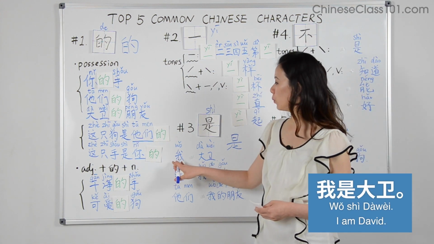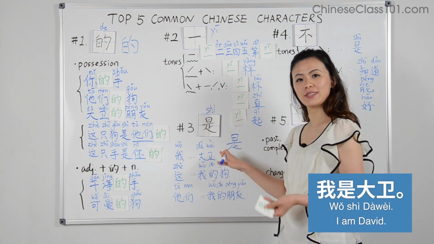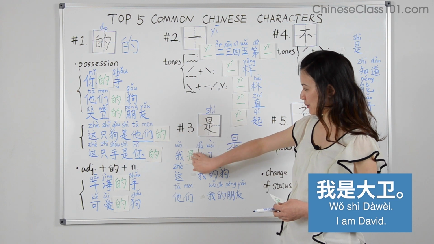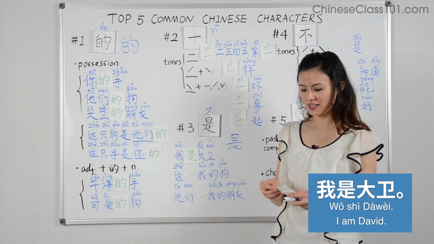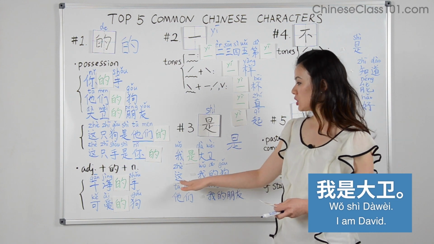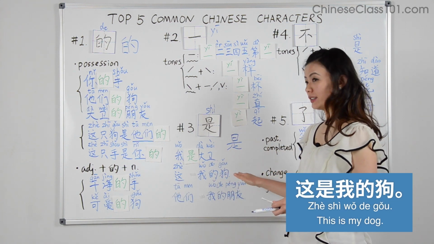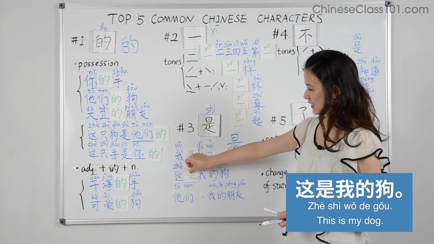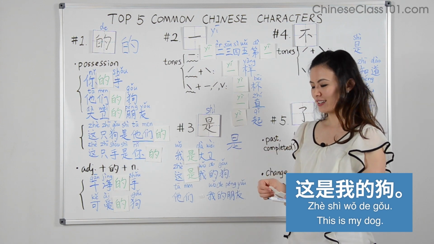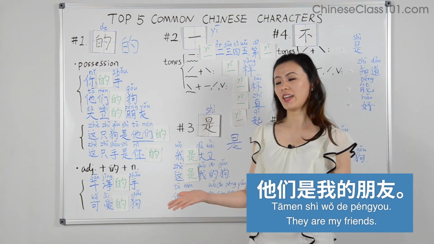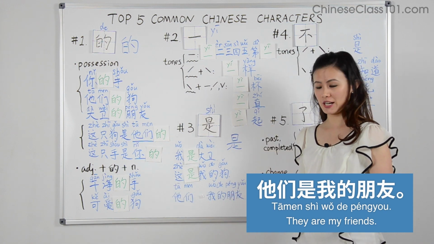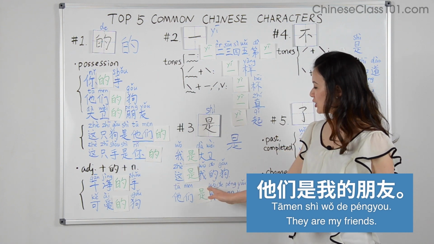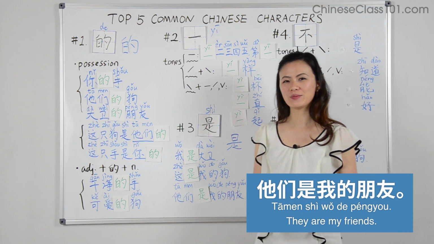For example, 我 I, 大卫 David. So to say I am David, we use 是: 我是大卫, I am David. And 这 means this. 我的狗 my dog. And to say this is my dog, 这是我的狗. 他们 they, 我的朋友 my friend. They are my friend. In Chinese is 他们是我的朋友, They are my friend.